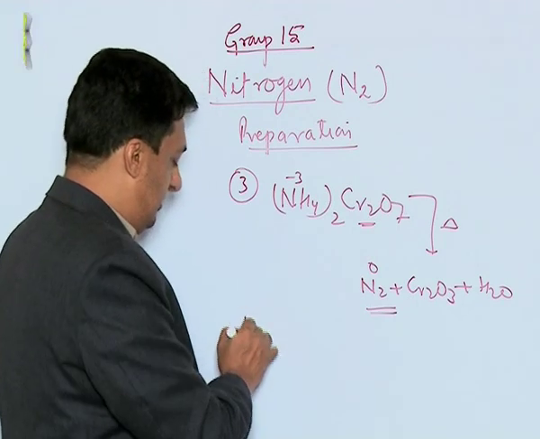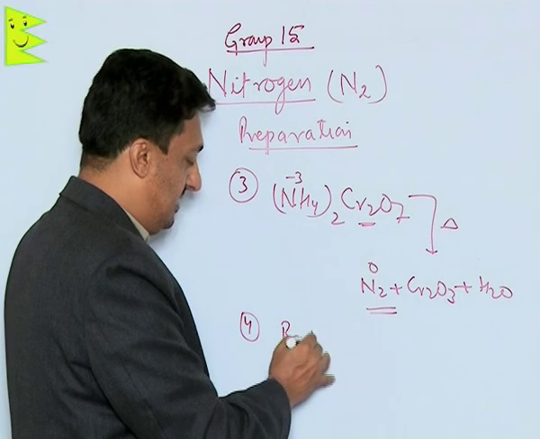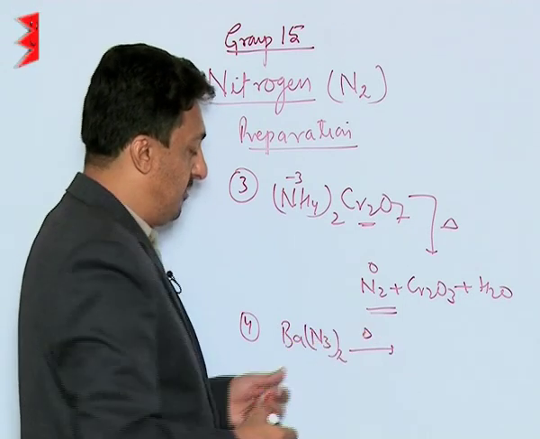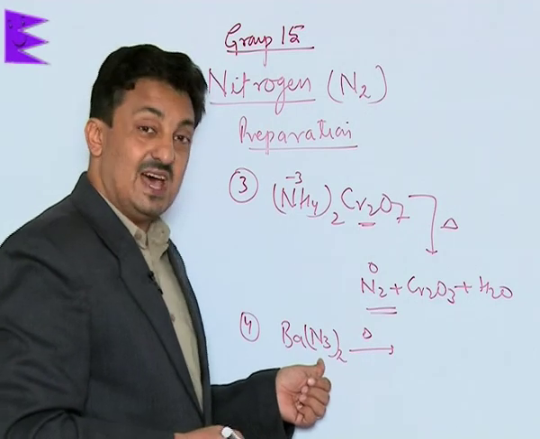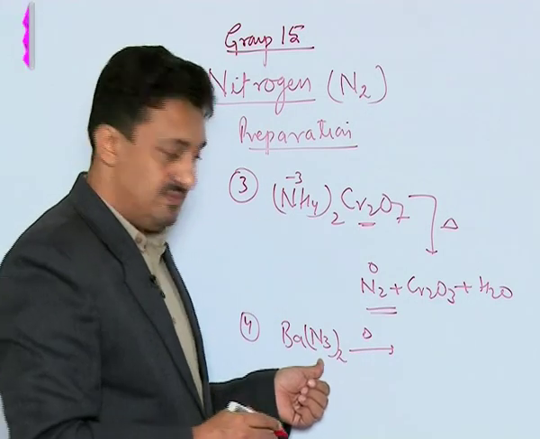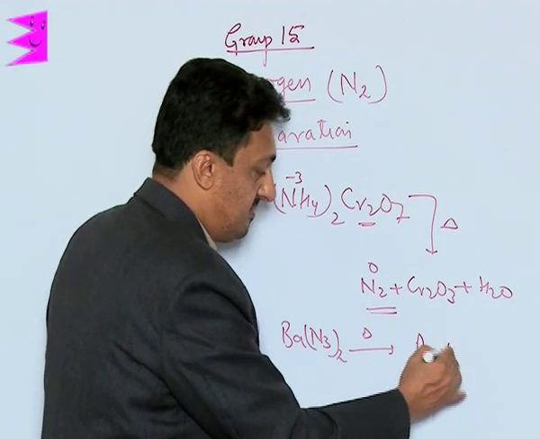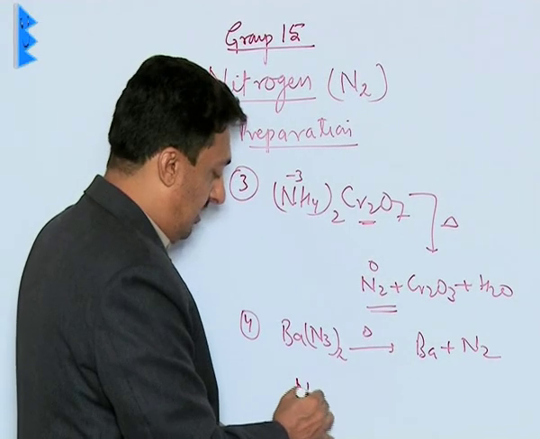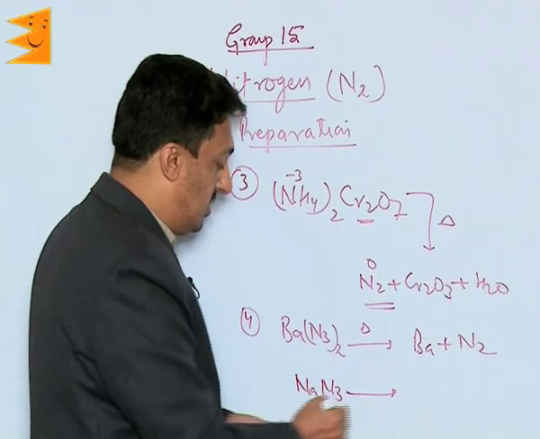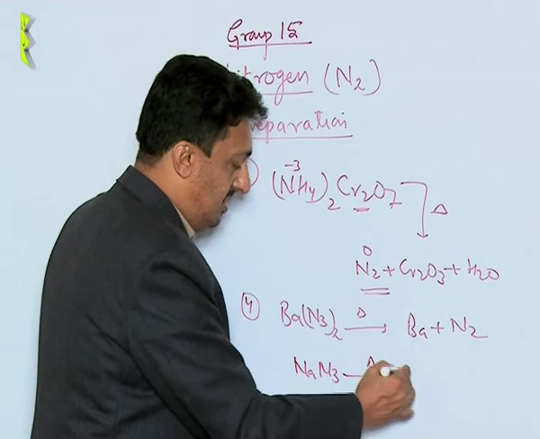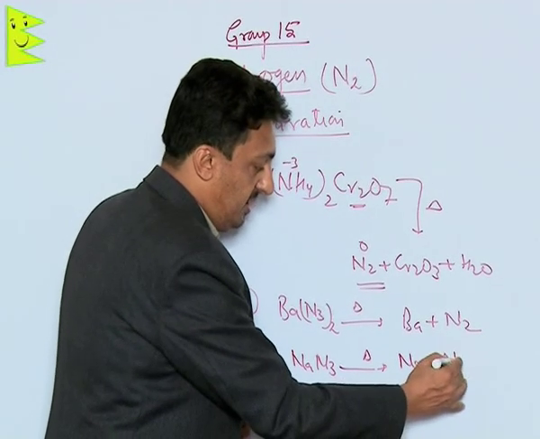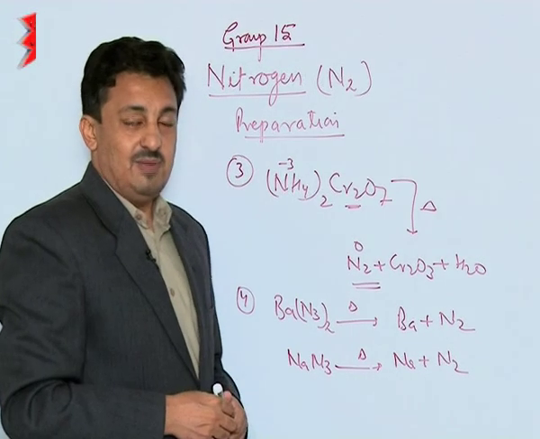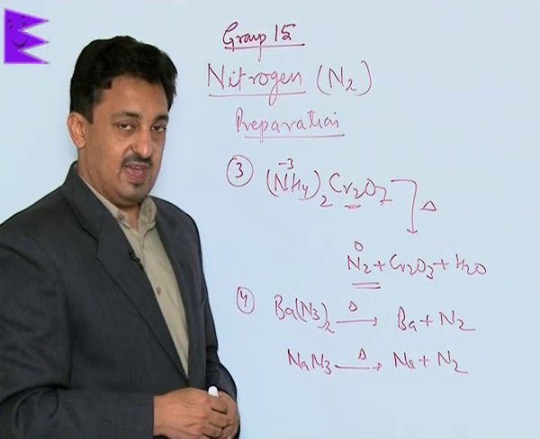Pure nitrogen can also be obtained by the thermal decomposition of barium azide, which contains the N3- ion. This gives you barium plus nitrogen. The same reaction can also be done with sodium azide, which on thermal decomposition gives sodium and nitrogen. So these are its general methods of preparation of nitrogen gas.